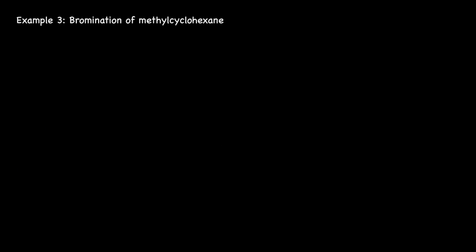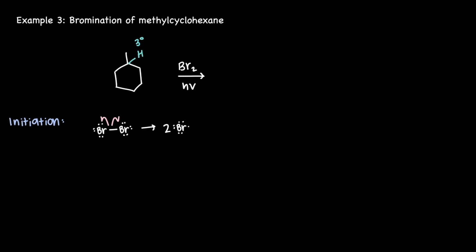Example 3, bromination of methyl cyclohexane. Now let's look at methyl cyclohexane. Bromination occurs almost exclusively at the position that generates the most stable radical intermediate. First, we have the initiation step. Two bromine radicals are formed.